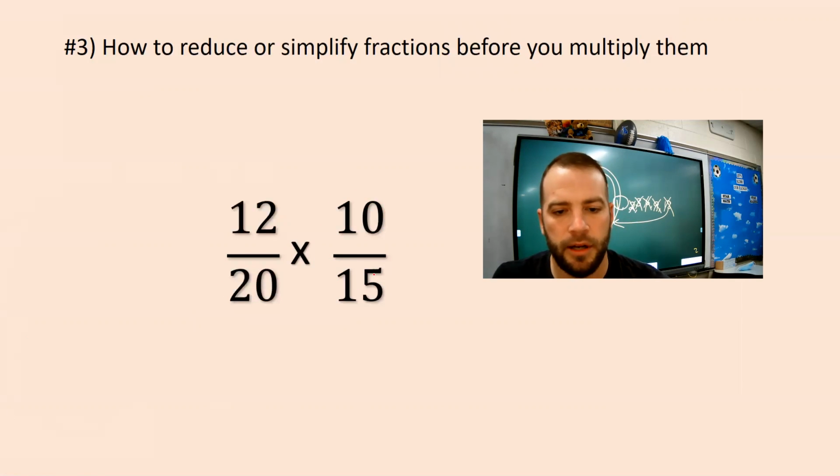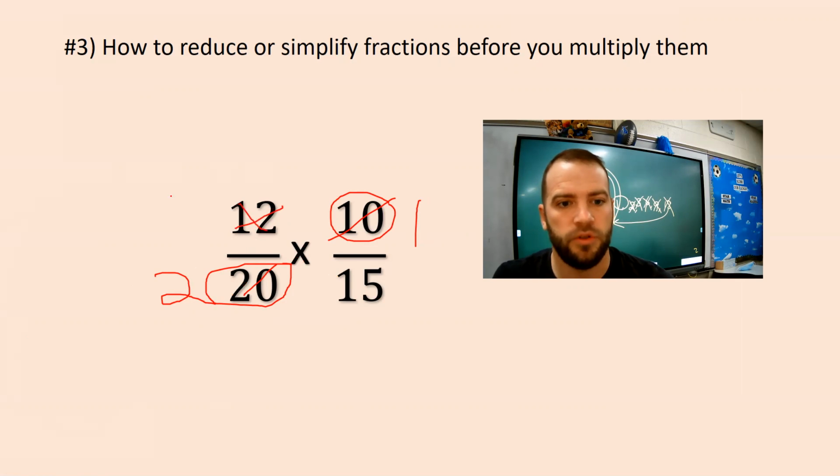What about here? They both have 3 in common. I can cut those down. Oh, yeah, that's perfect because I'll cut these down by 10s. So that would be 1 10, and that would be 2 10s. And I'll count these down by 3s. How many 3s make 12? 4. How many 3s make 15? 5. Now you multiply across.